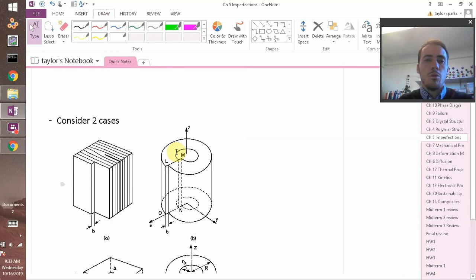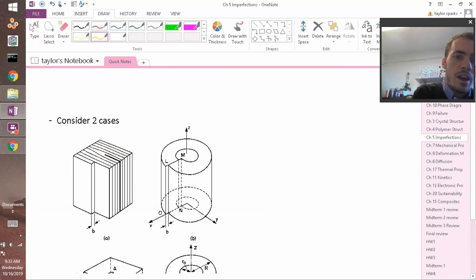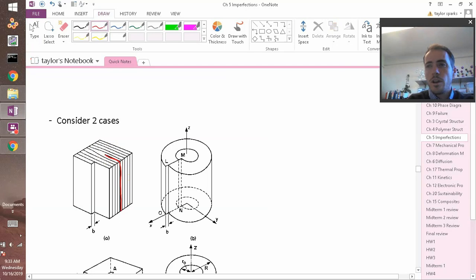Now, this Burger's vector, depending on which way it's oriented relative to the dislocation, will change what type of dislocation you have. What do I mean by that? Well, take a look here. You can see here, if these were rows of atoms that these lines represent, you can see this dark line, that represents the dislocation, the extra half row of atoms. Let's do that in red.